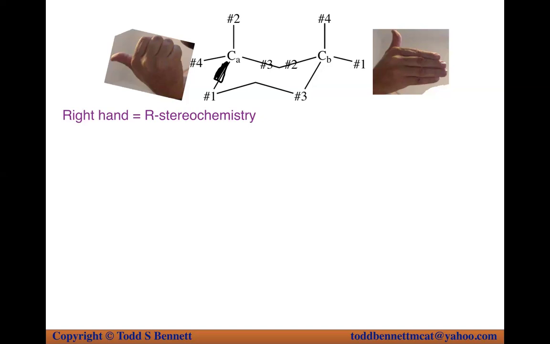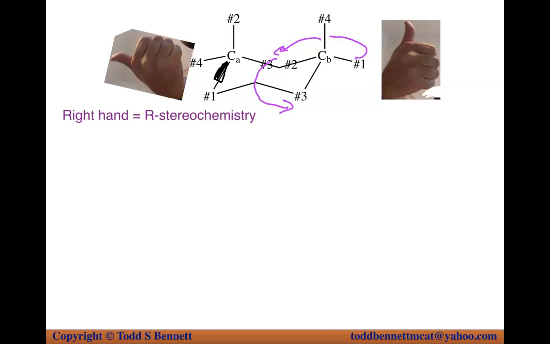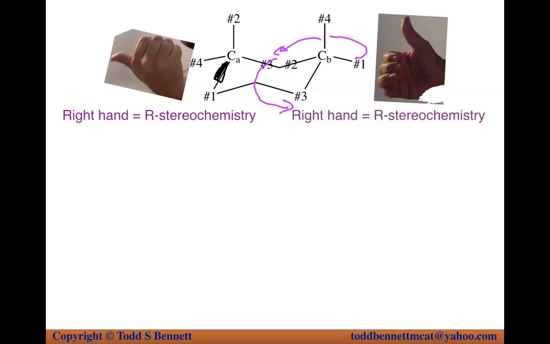Notice that you have your thumb towards 4, your fingers towards 1. And when you curl, your fingers are going to go behind the page. So they're going to come back like this. So if I'm doing it right, it's going to curl back, come out to 2, we're coming out to 3. So your right hand is curling back and finishing like that. So when it comes back around, it is a right hand. Right hand equals R stereochemistry.